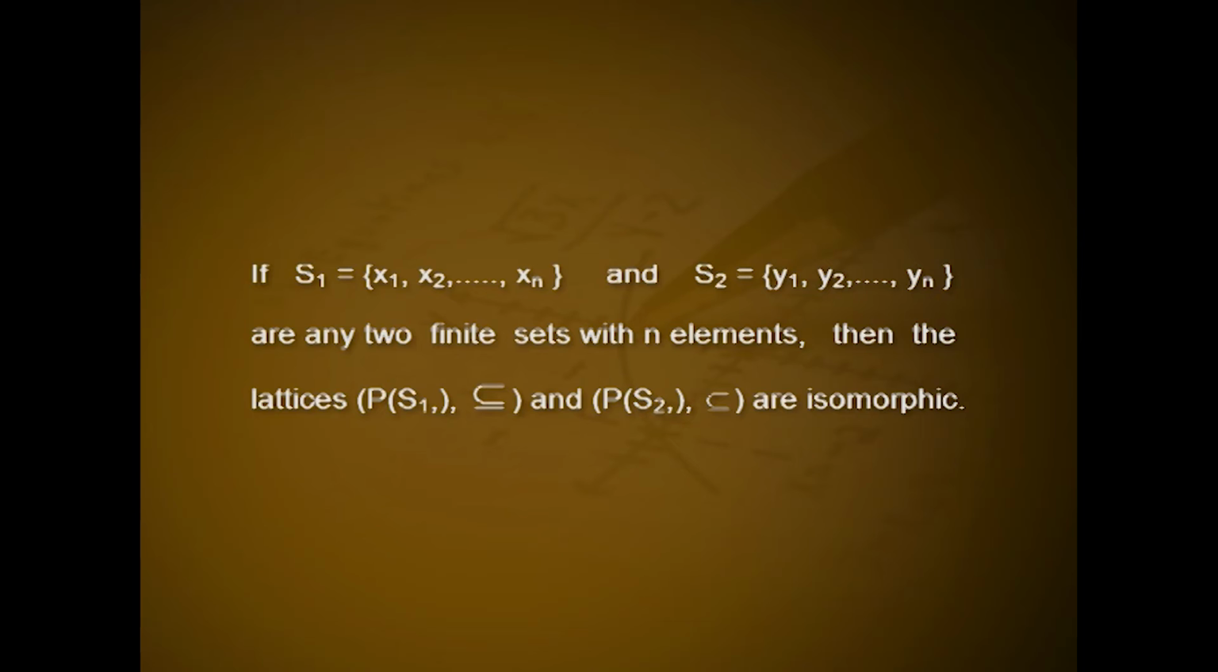Theorem 8. If S1 is equal to the set {x1, x2, ..., xn} and S2 is equal to the set {y1, y2, ..., yn} are any two finite sets with n elements, then the lattices P(S1) with subset and P(S2) with subset are isomorphic. In particular, the Hasse diagrams of these lattices may be drawn identically. The essential point of this theorem is that the lattice P(S) with subset is completely determined as a poset by the number, the modulus of S, and does not depend in any way on the nature of the elements in S.